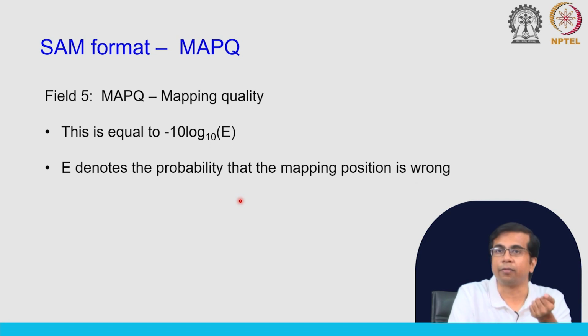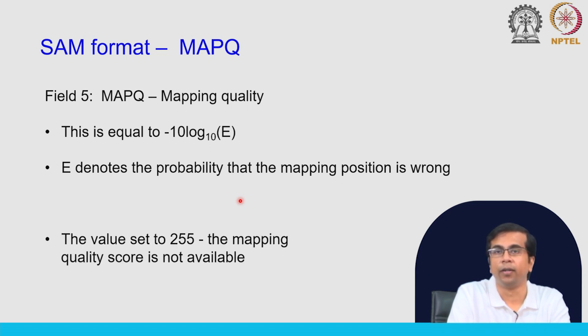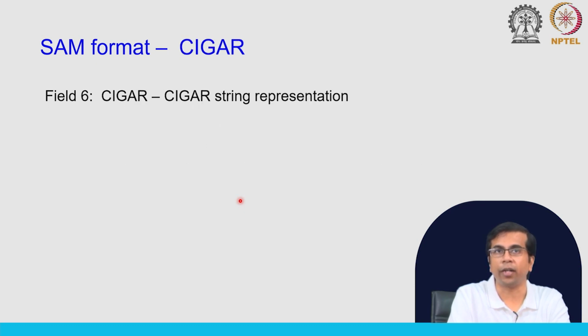Given the quality score, we can calculate the probability of error. Higher quality means we can be very confident about the alignment, and it is probably not a wrong mapping. The value is set to 255 if the mapping quality score is not available, that is, if the program does not calculate it. Bowtie2 actually does calculate this mapping quality score, the MAPQ value, and we will see that.